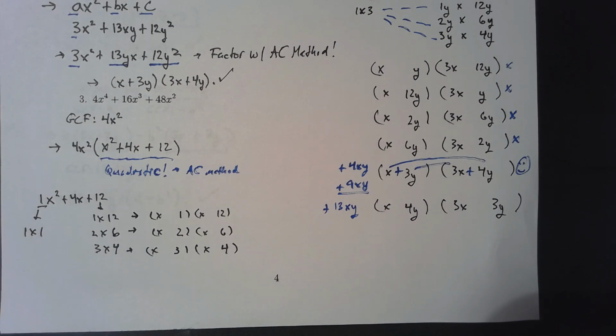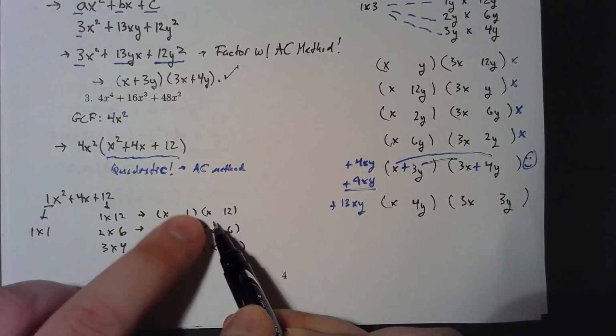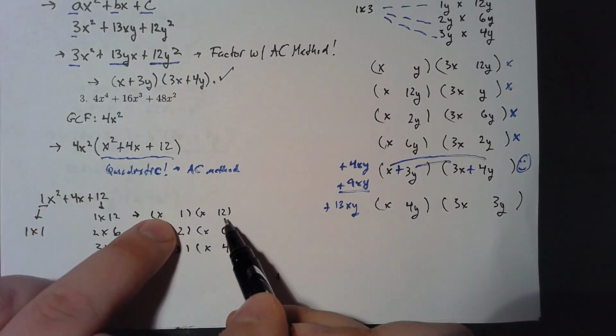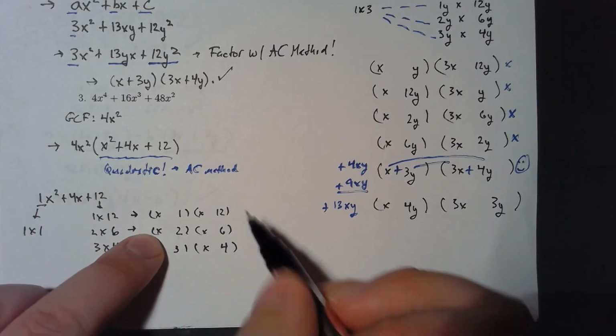All right. So, what are our factors here? Which one of these is going to work? The outside here is 12 and the inside here is 1. I need 4x. So 12 and 1, it's going to be 13. Nope, that's not going to work.